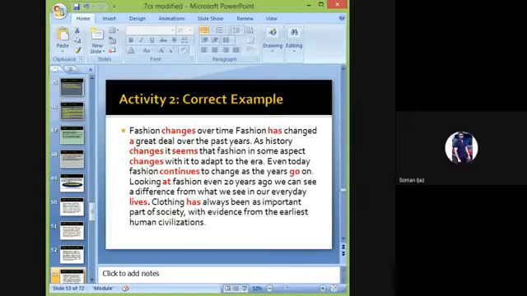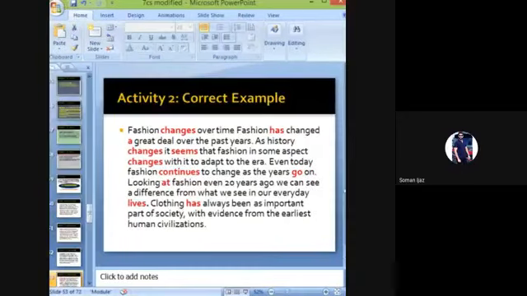Fashion changes over time. Fashion has changed a great deal over the past years. As history changes, it seems that fashion in some aspect changes with it to adapt to the era. Even today, fashion continues to change as the years go on. Looking at fashion even 20 years ago, we can see a difference from what we see in our everyday lives. Yes, that was the difference: it was written as lives. Clothing has always been an important part of society, with evidence from the earliest human civilizations.